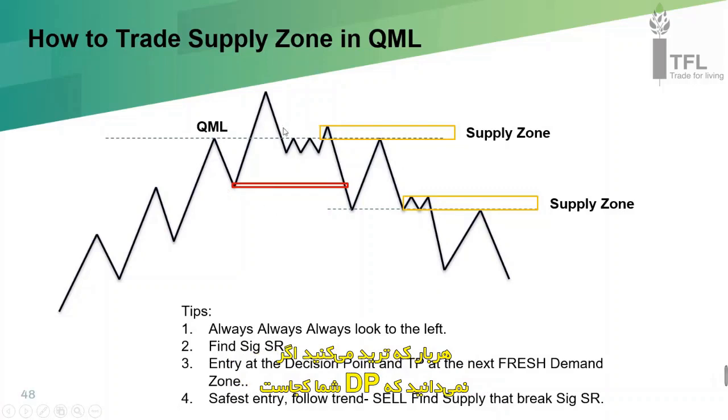So every time when you trade, if you do not know where your decision point is, where your MPL, maximum pain level, or whatever it is, always find something that is drop base drop, or rally base rally, that suddenly breaks a very obvious significant support and resistance where the price tested many times. So in future, that is your entry point. So this is how we trade supply zone in the QML.